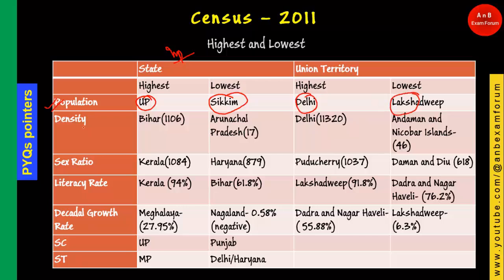There are other factors that I am not going to discuss, because you need to cram it. There is no other way. Density, sex ratio, literacy rate, decadal growth rates, SC, ST: these are very important parameters that can come into your exam. Nowadays we are only seeing questions from the union territories, so be thorough with union territories, mostly the highest and lowest. You can take a screenshot of it and learn it by heart. You will get one question from this particular slide.